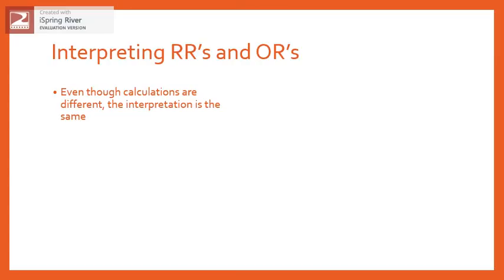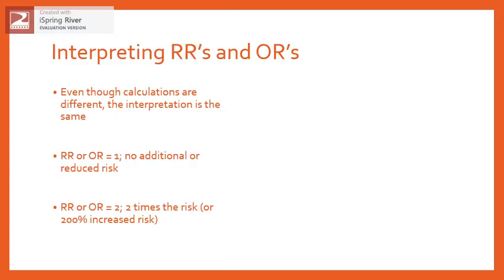Okay, remember that with relative risks and odds ratios, the calculations are different, but the interpretation is identical. So an odds ratio or a relative risk of 1 means the risk isn't any different between exposed and unexposed. So if we found an odds ratio of 1 for the head lice study, that would mean that it doesn't matter how frequently you bathe in terms of whether you are going to develop head lice or not.